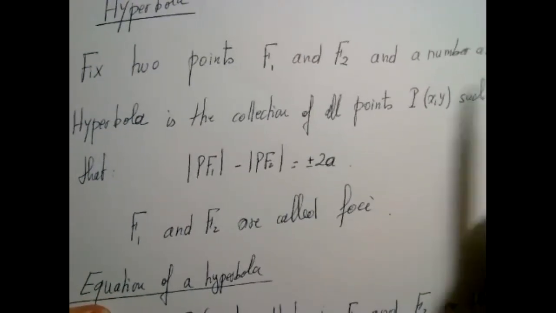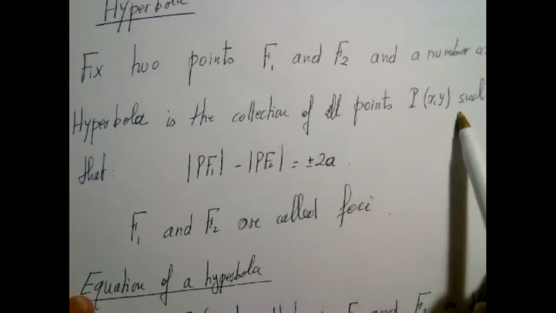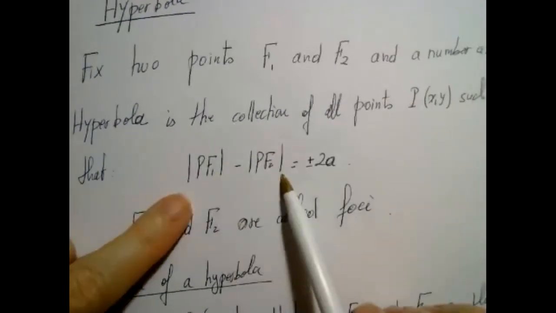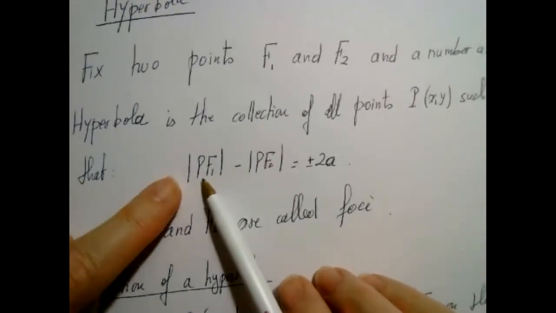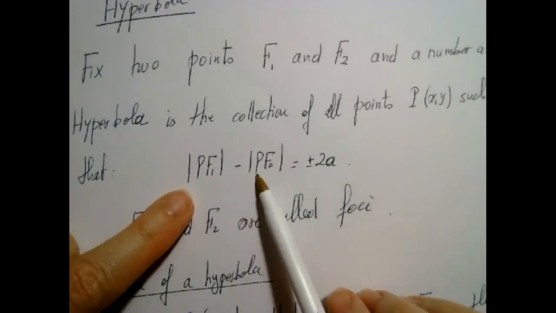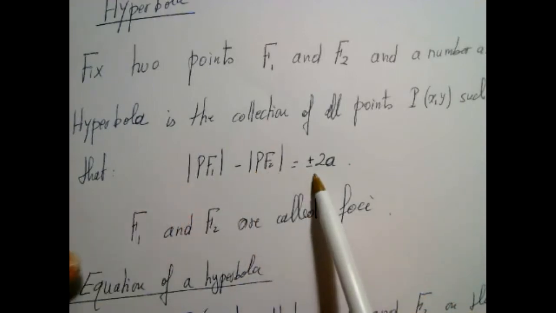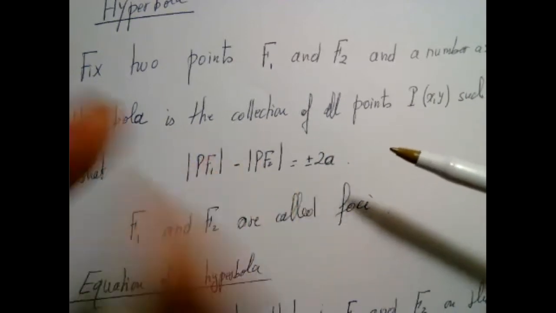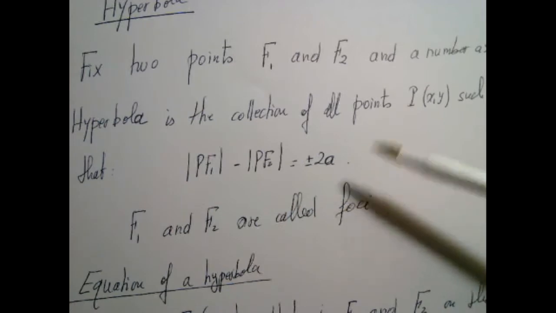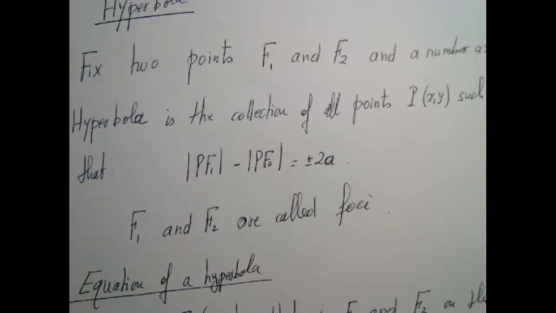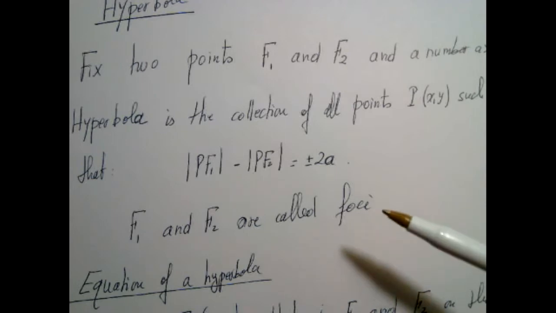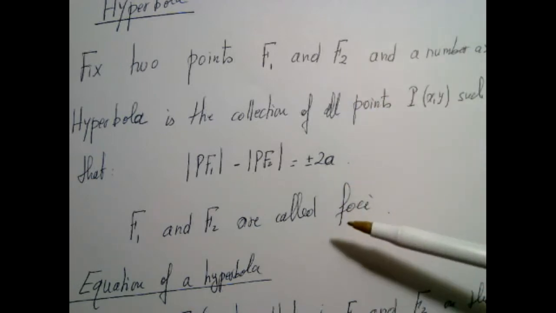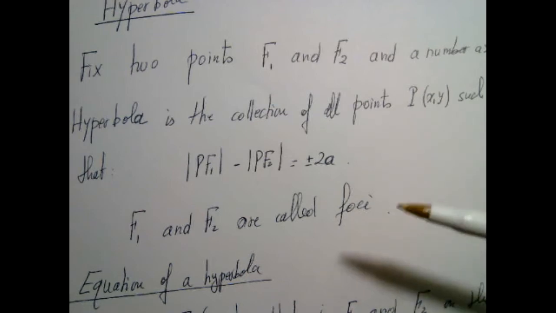The hyperbola is the collection of all points in the plane, xy, such that the difference from the point P to F1 minus the distance from P to F2 is a constant. And we're allowing the constant to be plus 2a or minus 2a because we're allowed to flip the point. F1 and F2 will be called the foci. So the geometry for the hyperbola, if I want to draw it, is actually not easy. It's not like the geometry of the ellipse, but that's the definition geometrically.